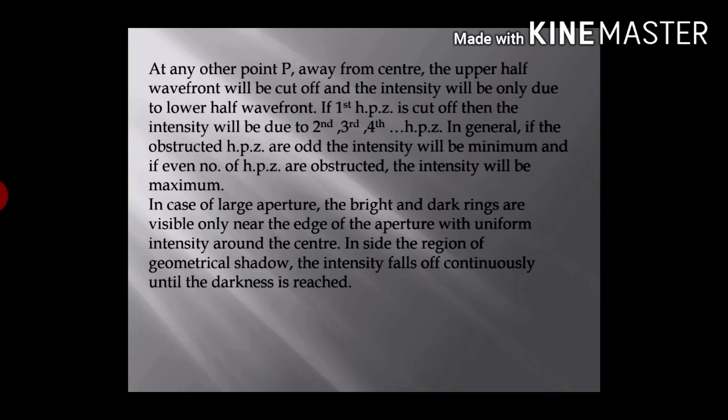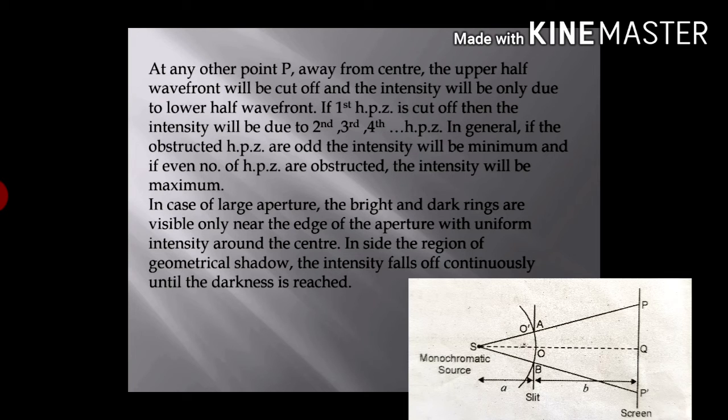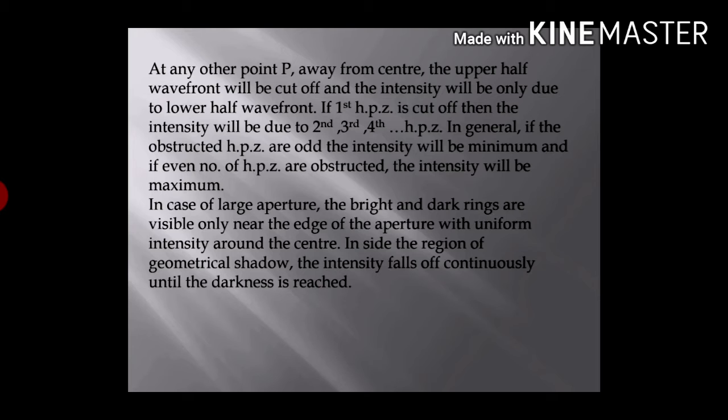Now at any other point P, which is away from the center, the upper half wavefront will be cut off and the intensity will be only due to the lower half wavefront. If the first half period zone is cut off, then the intensity will be due to the second, third, fourth, etc. half period zones. In general, if the obstructed half period zones are odd, the intensity will be minimum, and if an even number of half period zones are obstructed, the intensity will be maximum. This is the reverse case of exposed half period zones.